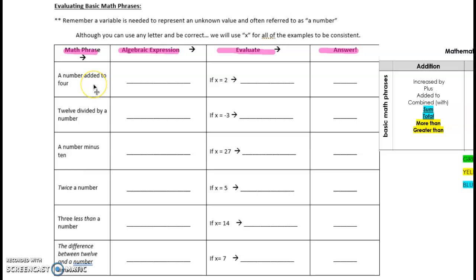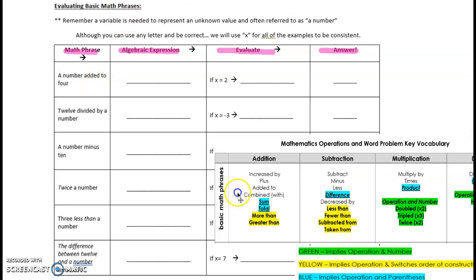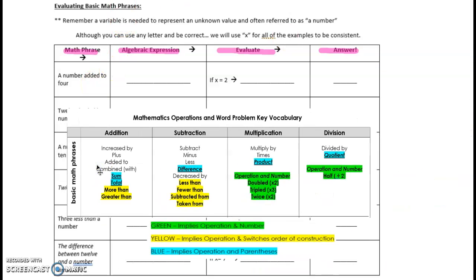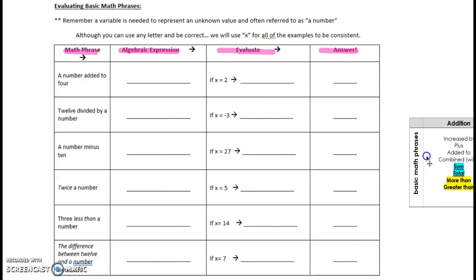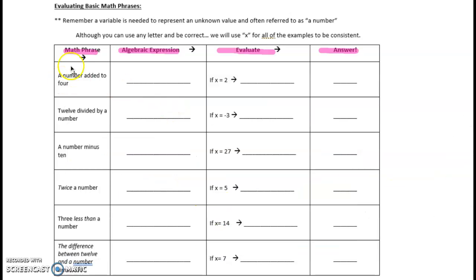If I take a look at the first one, that keyword chart you've been looking at could still be really helpful if you're not as familiar with some of your words. The first one says a number added to 4. Added to is pretty straightforward; it's a general term for addition. We're going to use x for the number. Added means to add, and we're adding it with 4.